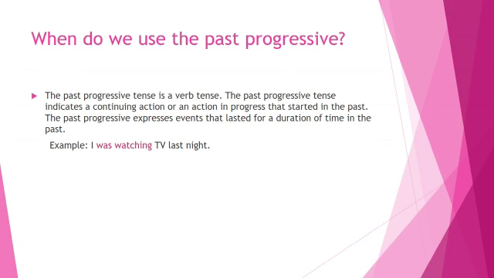When do we use the past progressive? The past progressive tense is a verb tense. The past progressive tense indicates a continuing action or an action in progress that started in the past. The past progressive expresses events that lasted for a duration of time in the past. Example: I was watching TV last night.